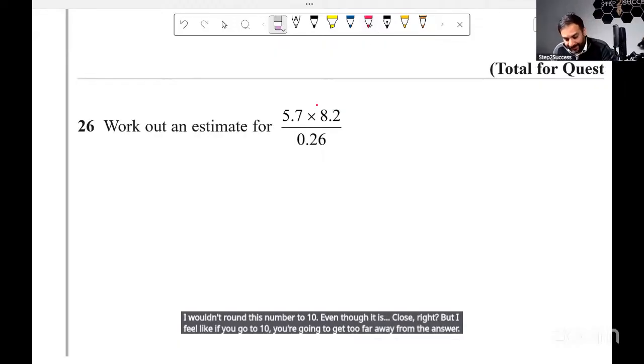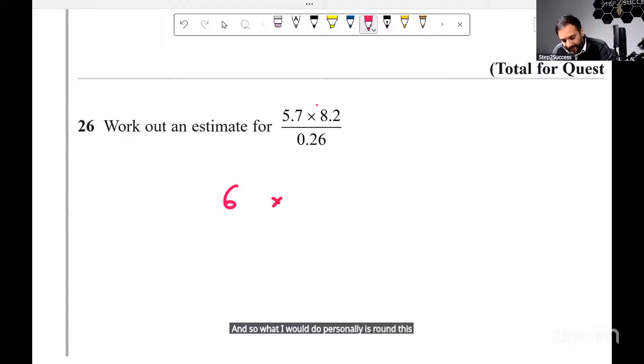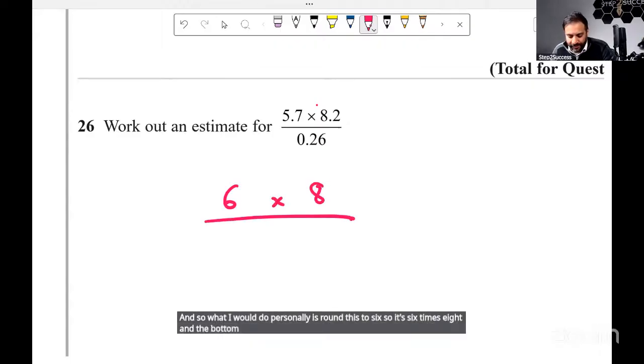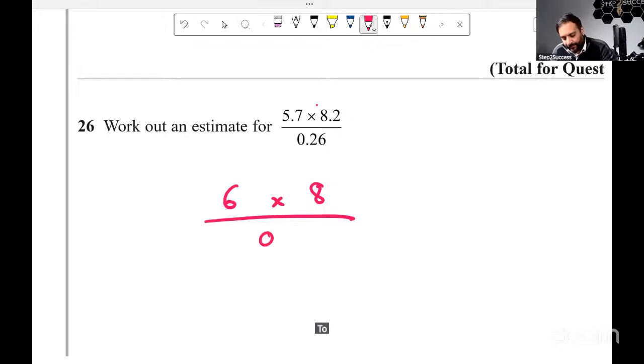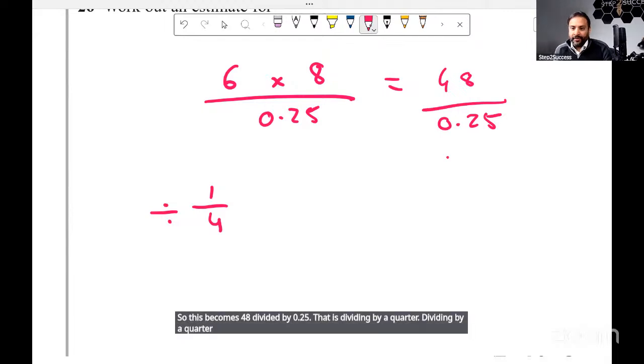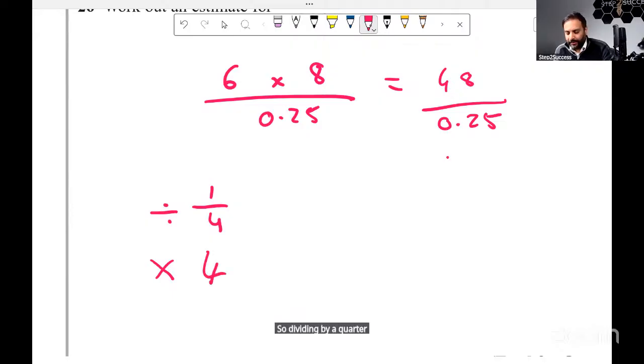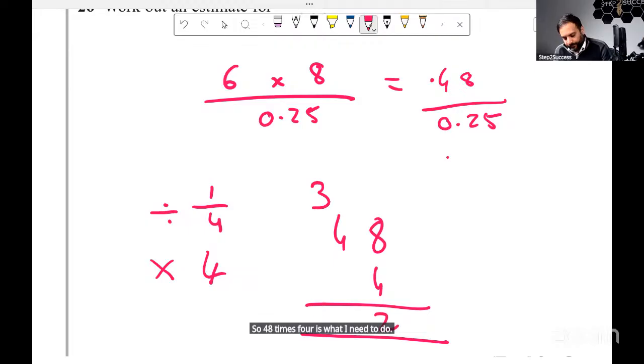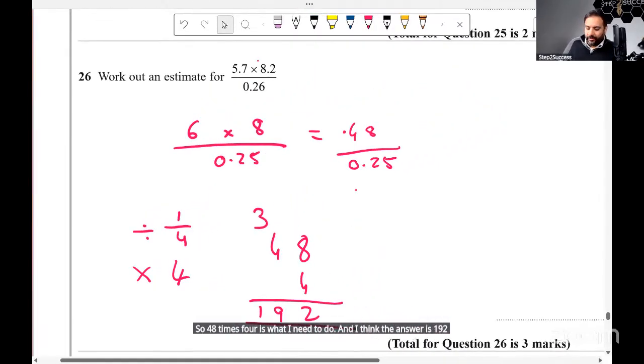And so what I would do personally is round this to 6. So it's 6 times 8. And the bottom, I would round to 0.25. Although I reckon if you round it to 0.3, you'd be okay. So this becomes 48 divided by 0.25. That is dividing by a quarter. Dividing by a quarter, if you remember from your knowledge of dividing fractions, is the same as timesing by this flipped over. So dividing by a quarter is the same as timesing by 4. So 48 times 4 is what I need to do. And I think the answer is 192. And I think that would be fine if you did that.